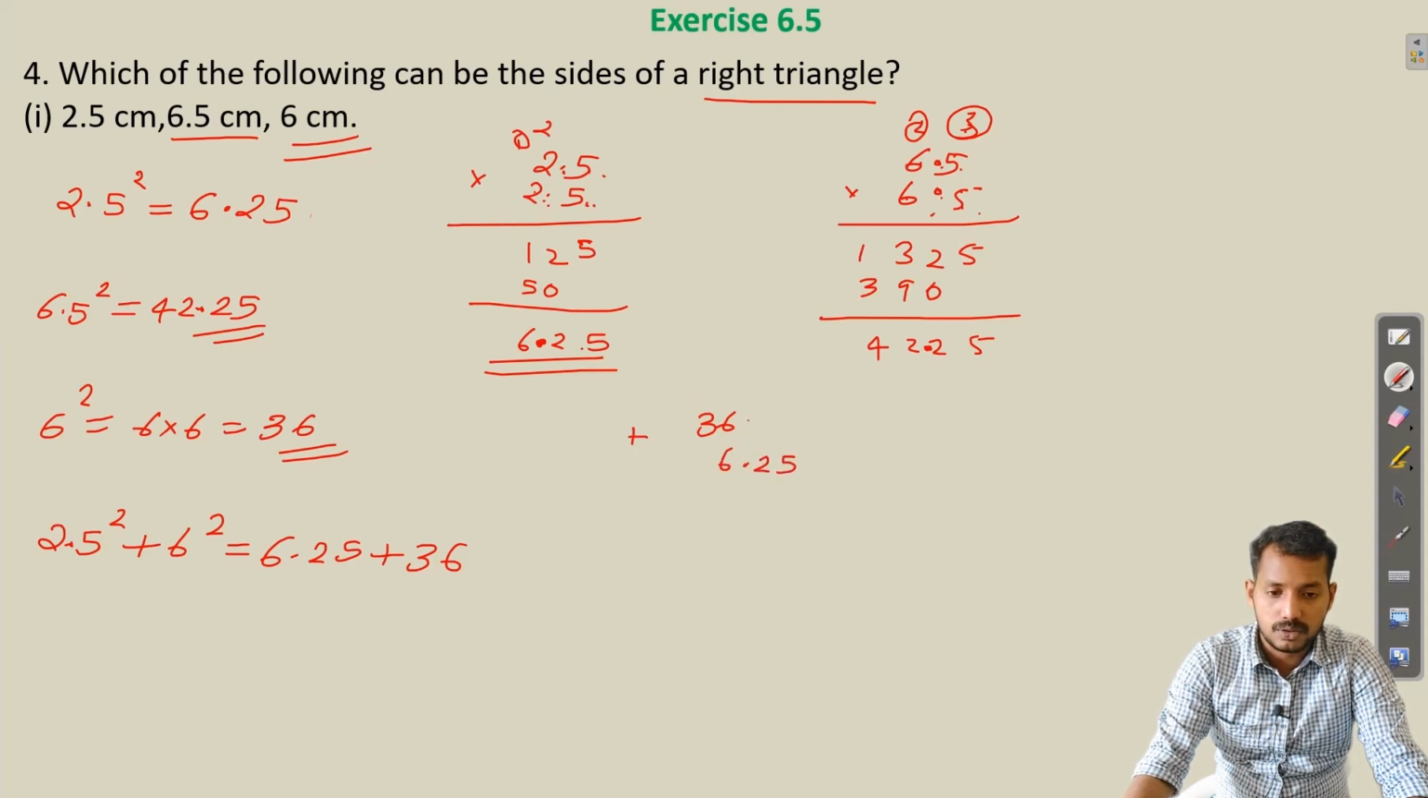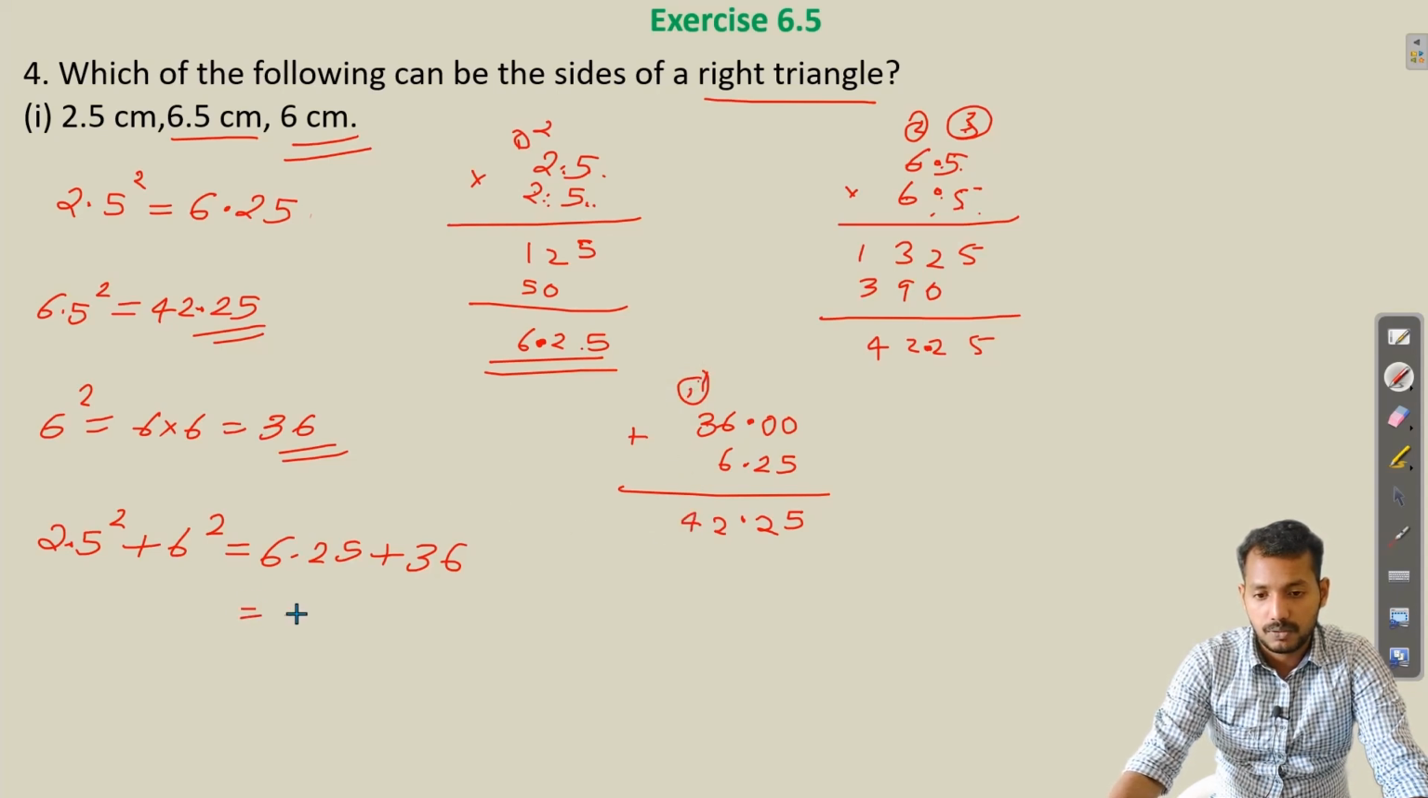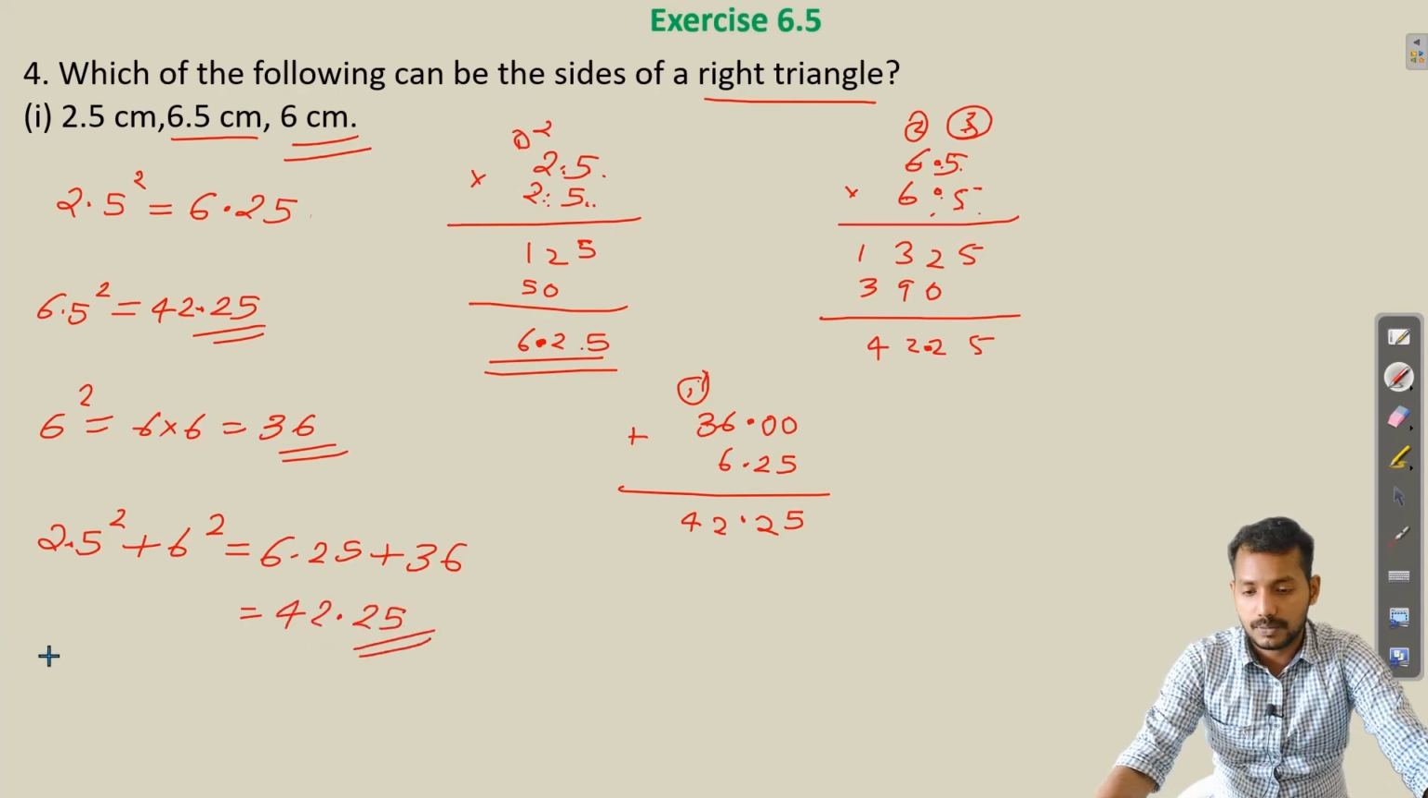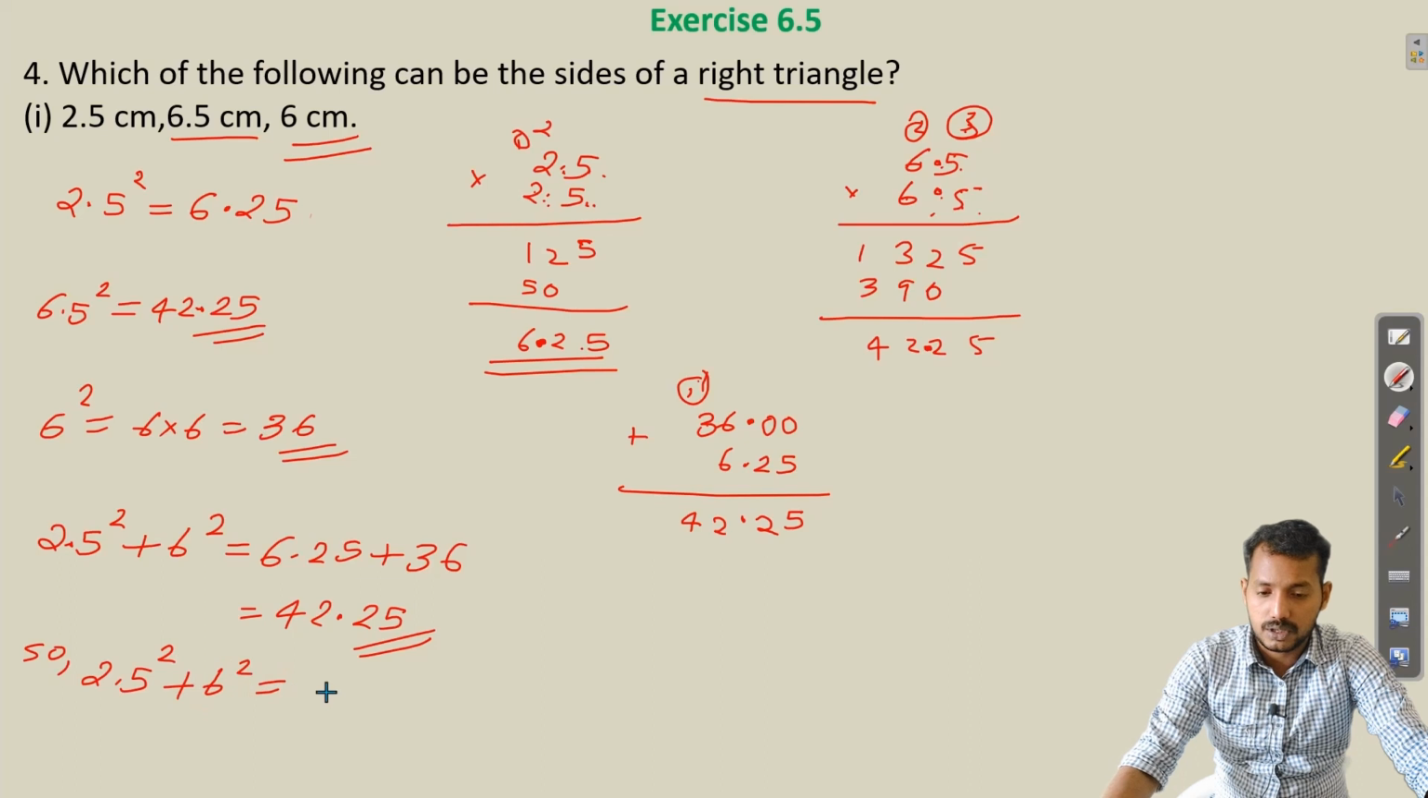Just add it. 36 plus 6.25. Here there are no digits after the decimal point, so keep 0 for the first number. 5 plus 0, 5, 0 plus 2, 2. 6 plus 6, 12, 1 is carry. 1 plus 3 is 4, which gives 42.25. So 2.5 square plus 6 square, which is equal to 42.25, is 6.5 whole square.